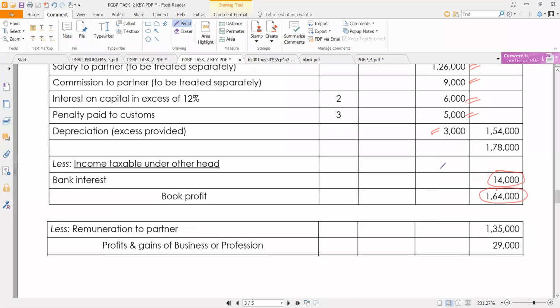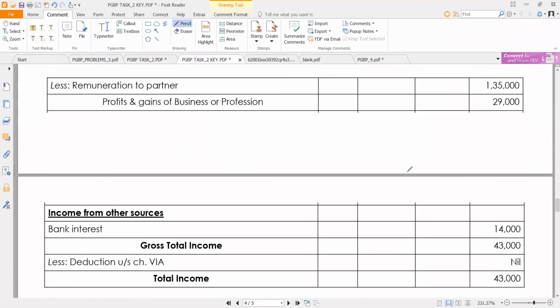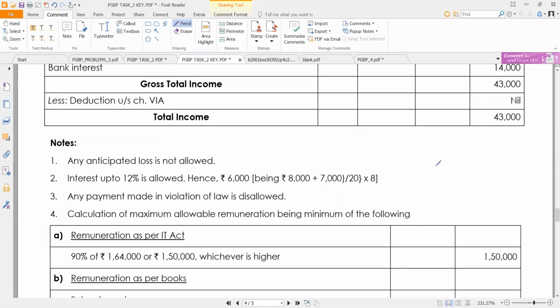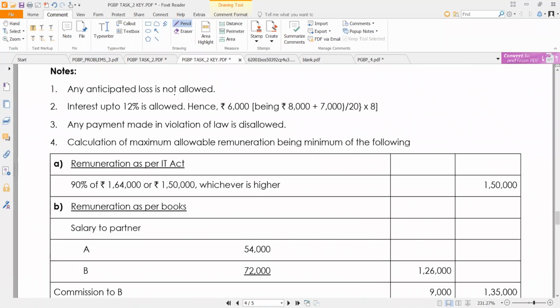That tells us how much remuneration is possible to be paid to the partners. So clearly, according to the law, 90% of this 1,64,000 or 1,50,000 rupees, whichever is higher. 90% of 1,64,000 will be only 147,600. Since 1,50,000 is higher than that, it is allowed as deduction.